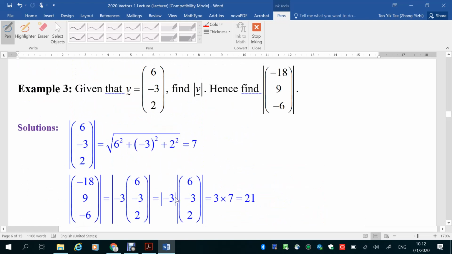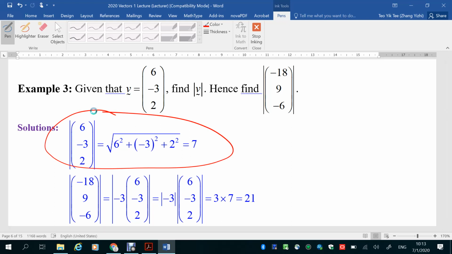Let's look back into this. This was the question that you did just now, right? 6 minus 3, 2. What's the magnitude? 7, right? Look at the one I circled in red. 6 minus 3, 2 has magnitude 7. It has length 7, right? So you have one length, one top. Just take 1 over 7, right?